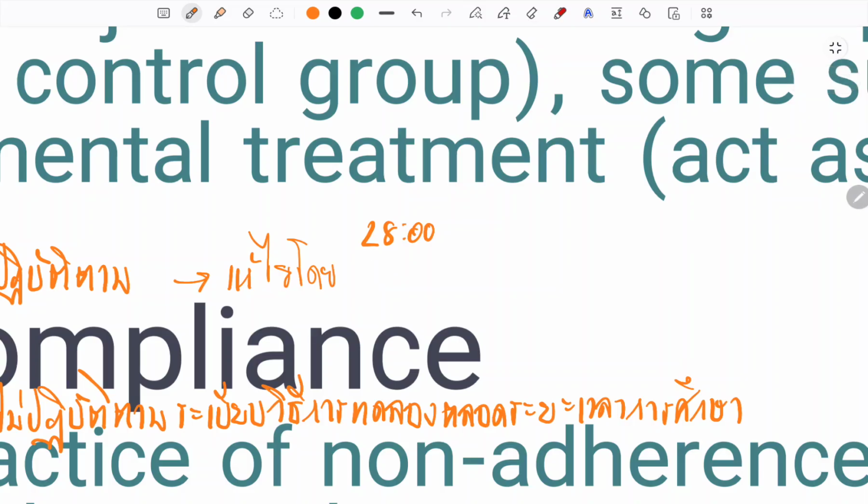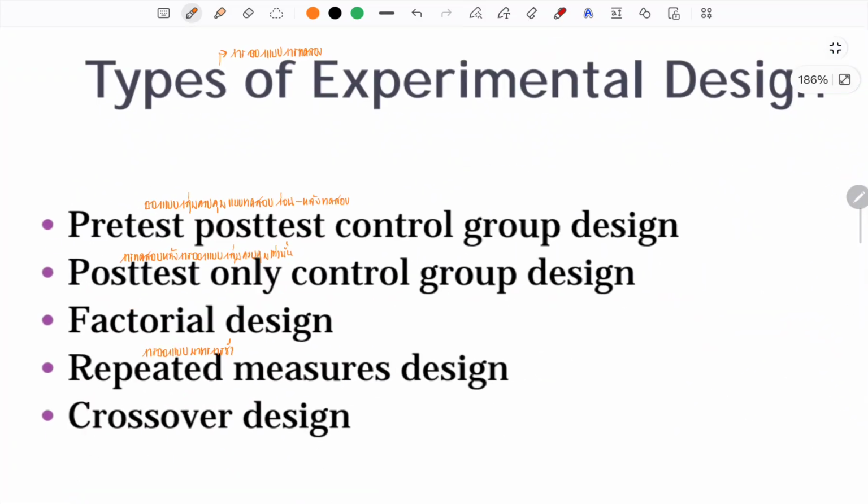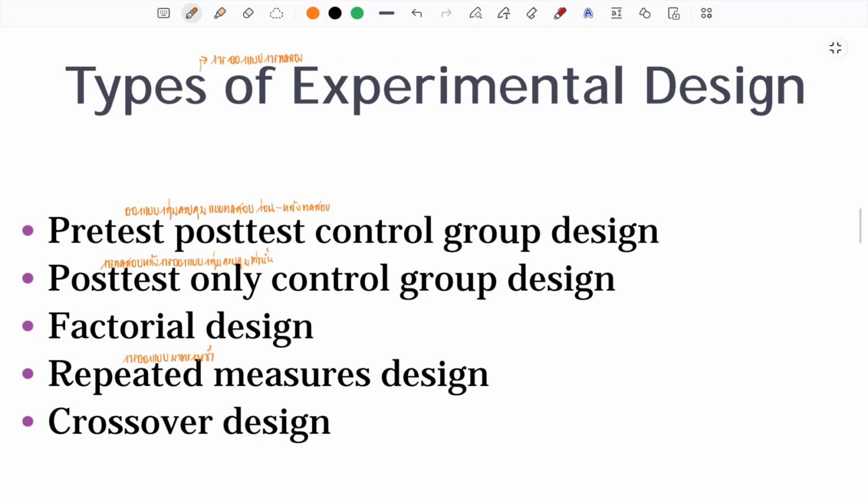All right. So now we will take a look at types of experimental design that you can use later on when you study your own research. These are examples of experimental design. There are actually more of these, but these are the 5 study designs commonly used in our PT field. The first one, pre-test, post-test control design. Second, post-test only control group. Third, factorial design. Fourth, repeated measure design. And last, crossover design.